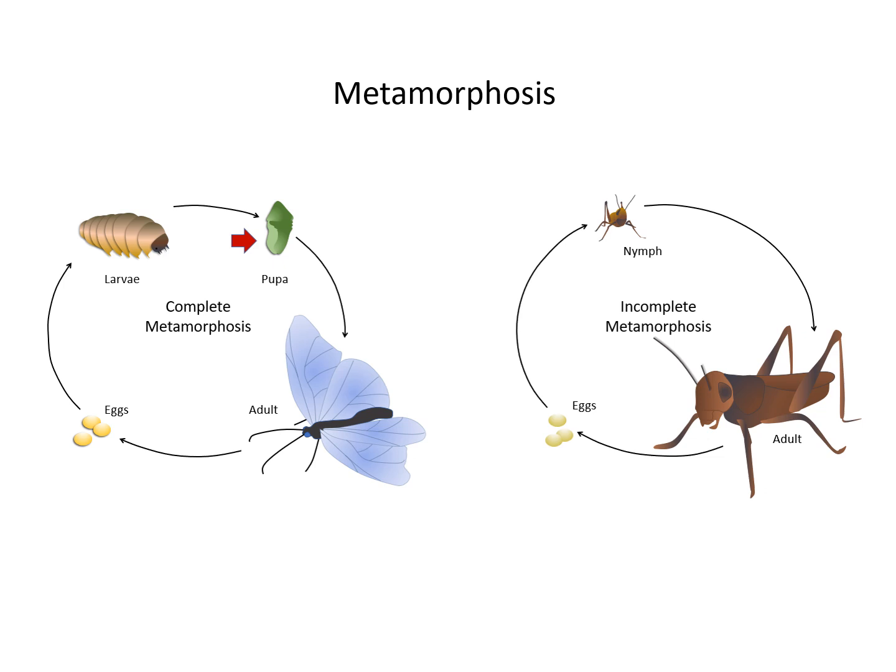Incomplete metamorphosis, shown on the right, occurs in grasshoppers and dragonflies. It lacks a pupal stage. Young nymphs resemble adults and gradually mature through a series of molts.